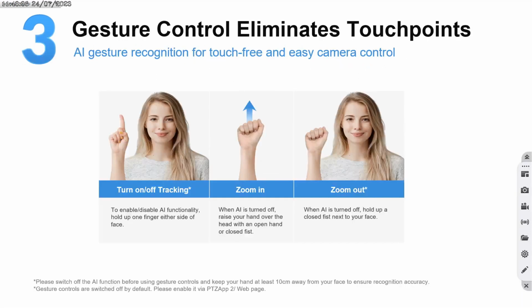And the third one, we also use gesture control to enhance the meeting room experience. In the meeting room, you can use gestures to zoom in, zoom out, and turn tracking on or off only by your hand. You don't need to use the remote control or your PC to control the camera.